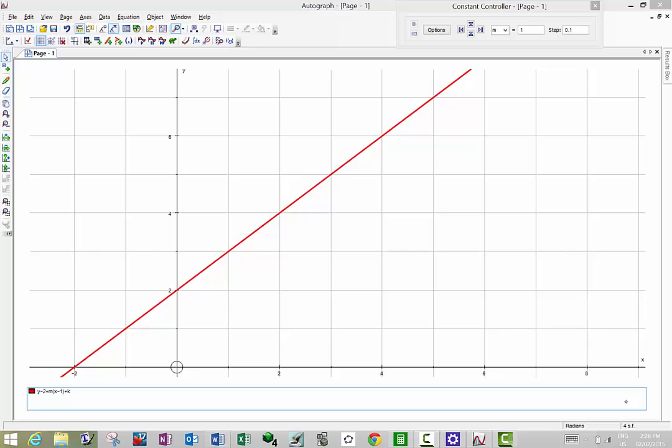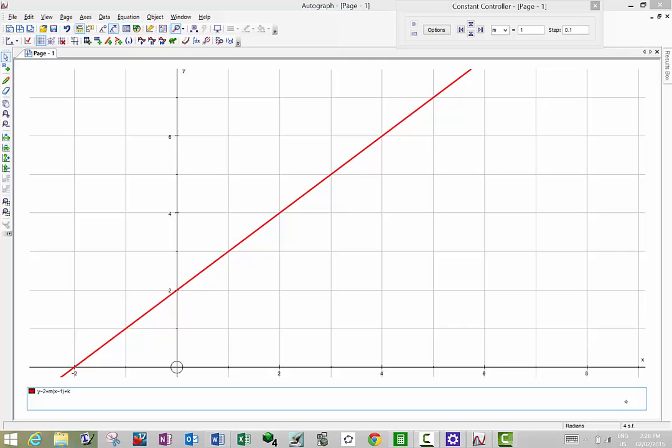In this video we're going to look at straight lines and the general equation of a straight line. A line has two basic properties. One is how steep it is, and the other is where it crosses the axes. If you like, the position of the line and the direction of the line.